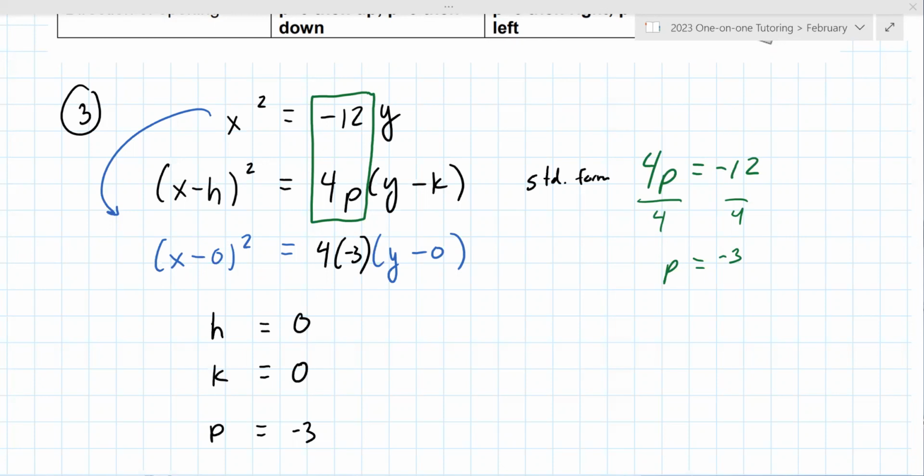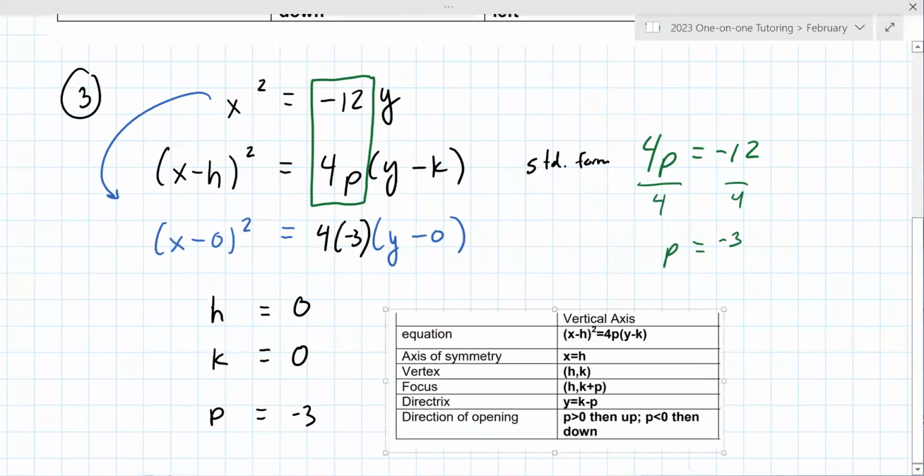The reason you do all that is because the equation sheet tells you what to do once you know those values. Some of this you already know, but let me snip this in here again. It says p greater than 0 means it opens up, p less than 0 means it opens down. You already know that, but not in this form. So when it's x squared equals minus 12y, because p is minus 3, it opens down. The axis of symmetry is x equals h, and h is 0, so it's x equals 0.